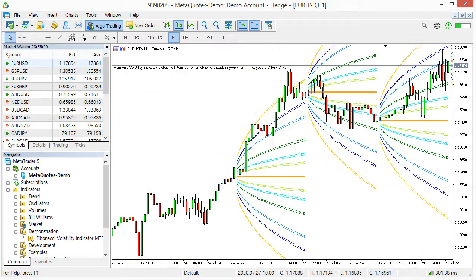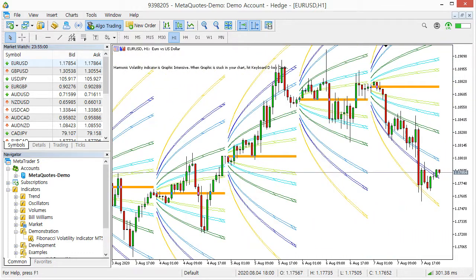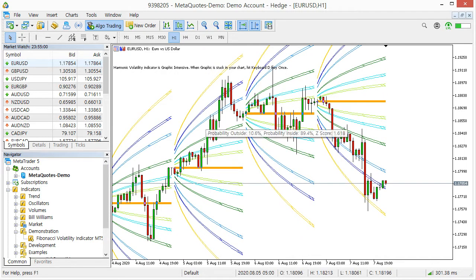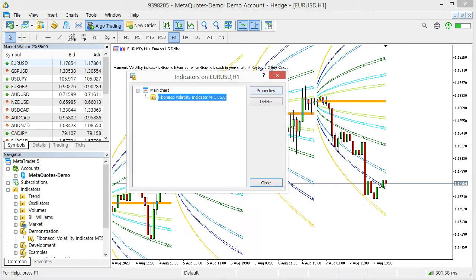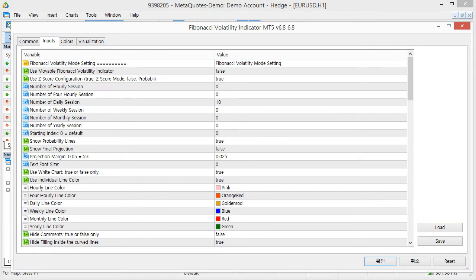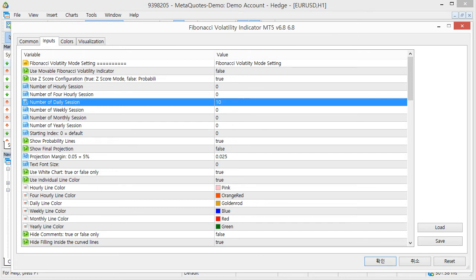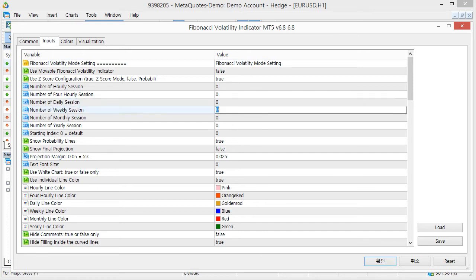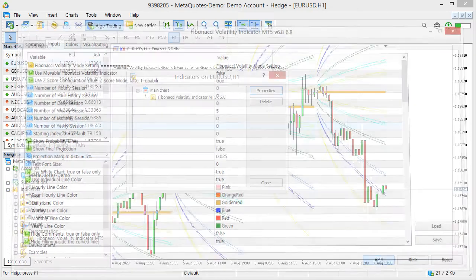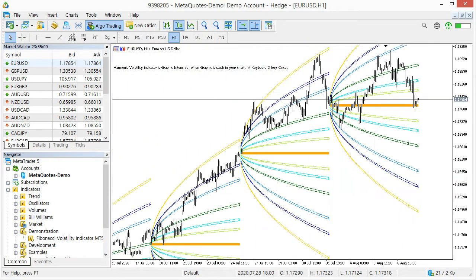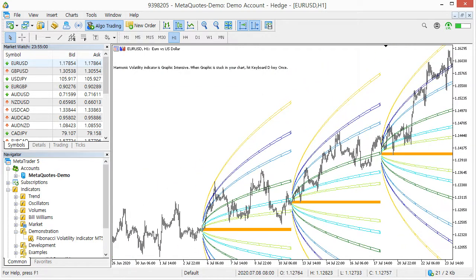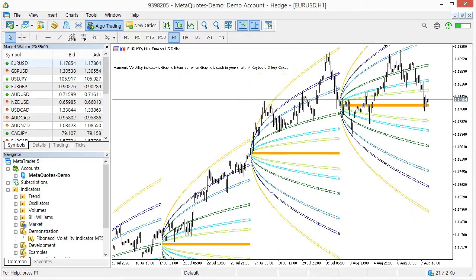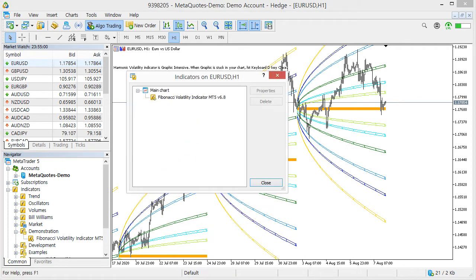We can use weekly volatility lines too. In inputs, set daily session to 0. In inputs, set weekly session to 5. Five weekly volatility lines are drawn in the H1 chart. We can use monthly volatility lines too.